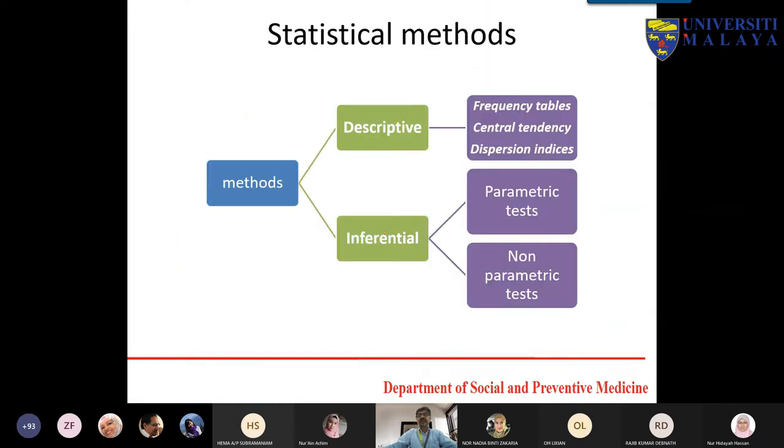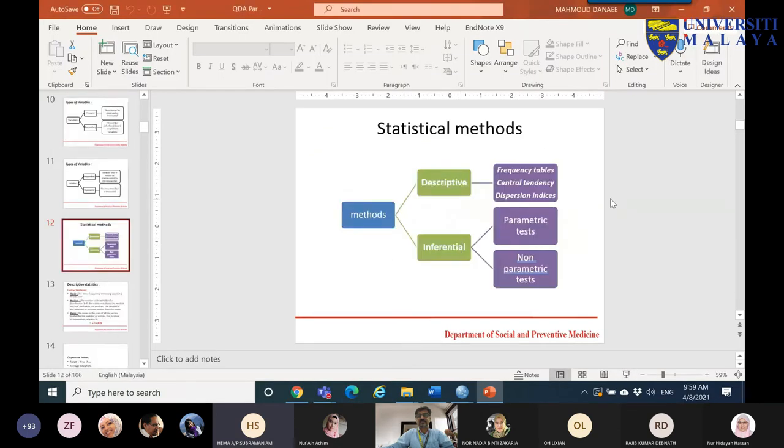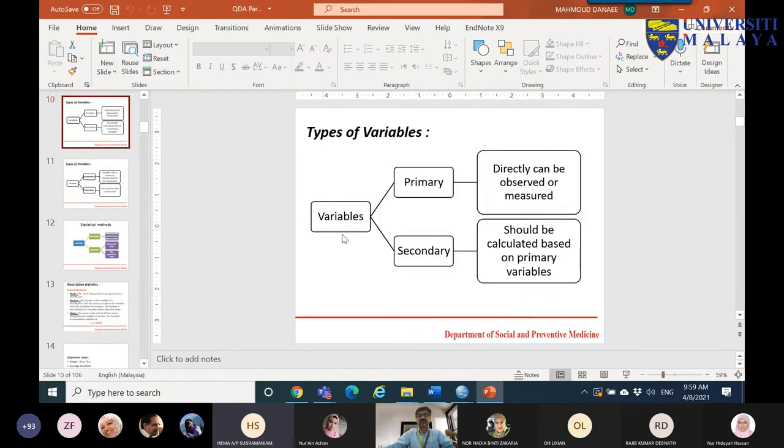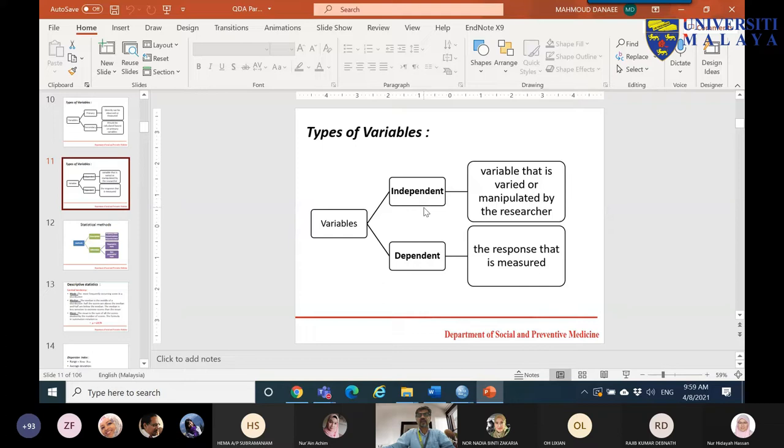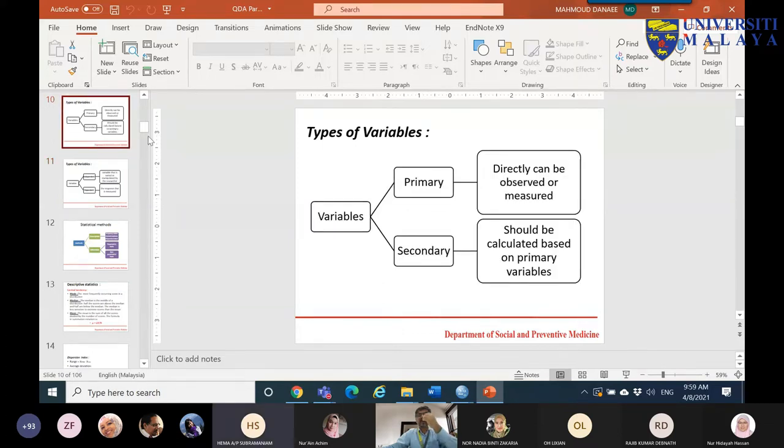Prof, that means the primary variable can be concluded as independent and the secondary variable is dependent, is it? This is a different story. The types of variables are based on their roles. Maybe when you create secondary variables, you combine IV and DV together to create them.